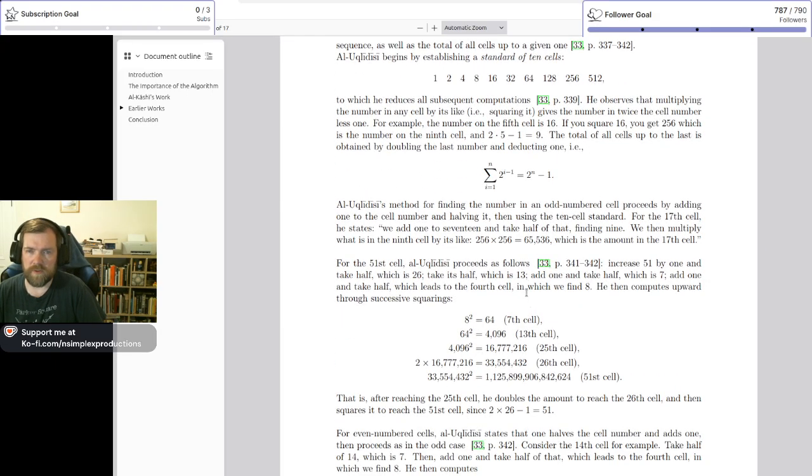He observes that multiplying the number in any cell by its like, i.e. squaring it, gives the number in twice the cell number minus 1. For example, the number on the fifth cell is 16. If you square 16, you get 256, which is the number on the ninth cell. The total of all cells up to that last one, 128, is then 256 minus 1, which is 255.